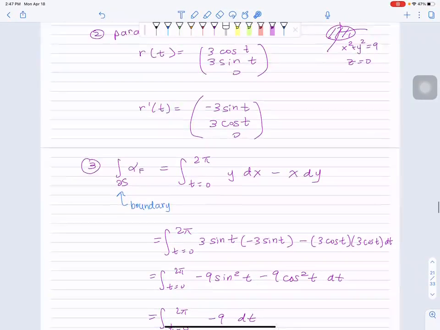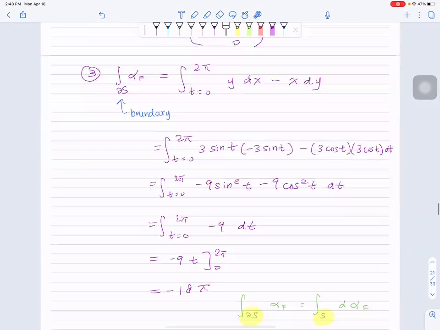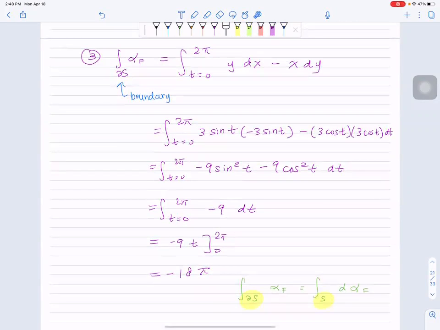And so what was y? y is 3 sine t. So I plug it in. dx is negative 3 sine t. Minus x is 3 cosine t. dy is 3 cosine t also. So I get negative 9 sine squared t plus negative 9 cosine squared t. Sine squared t plus cosine squared t is 1. So we just have negative 9. And our t is from 0 to 2 pi.